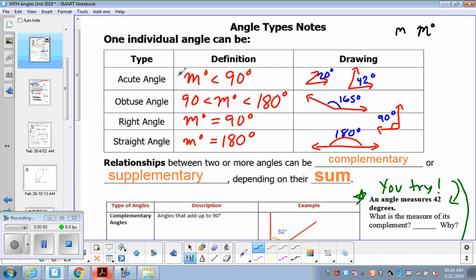All right, so the acute angle is less than 90 degrees. So for example, it could be like 20 or maybe a little bit larger than that at 42 degrees.